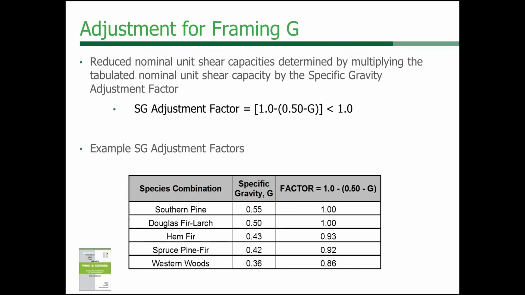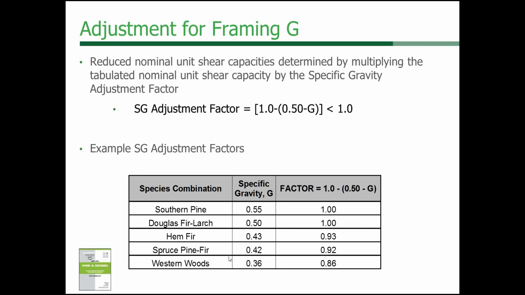Okay, and I think I've got to speed up a little bit and talk a little faster because they're getting slow on time. Now, I mentioned the adjustment for specific gravity. If you have something other than southern pine or Douglas fir, even though specific gravity for southern pine is a little bit more, the baseline is that the factor is 1.0 for your specific gravity adjustment factor.